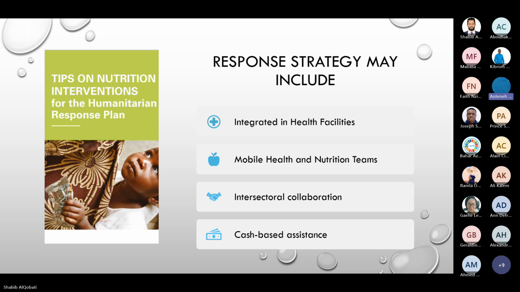So this is also a way of explaining how the service will be delivered, what the modality of service delivery would be, and whether there is a specific platform for service delivery. And all these things are detailed in the response strategy aspect of the HRP at the sectoral level. Next. Shabib, next slide.